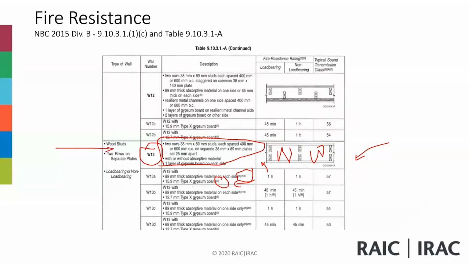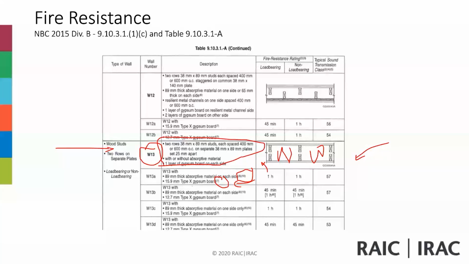1 hour for both. So if you know what you want to use, whether steel, concrete, masonry, or wood framing, and you want to have a wall, and you know whether it's load bearing or non-load bearing, you can go to table 9.10.3.1a for a wall, and you look for the descriptions of the wall. You look at the variations of the wall that fit your wall, and depending on load bearing and non-load bearing, you can tell what fire resistance rating it is going to give you.